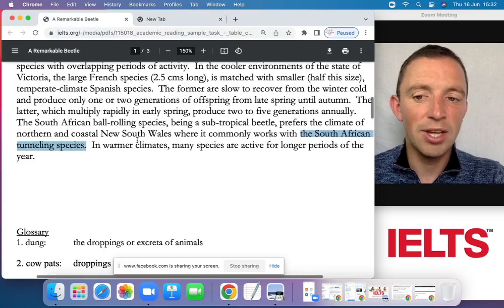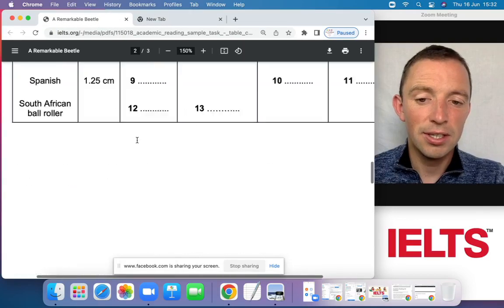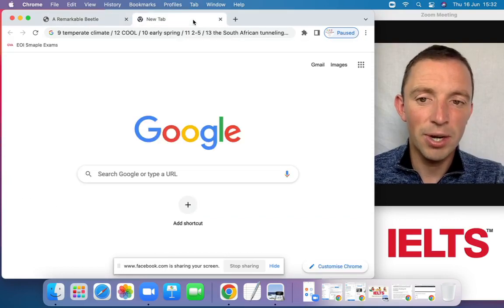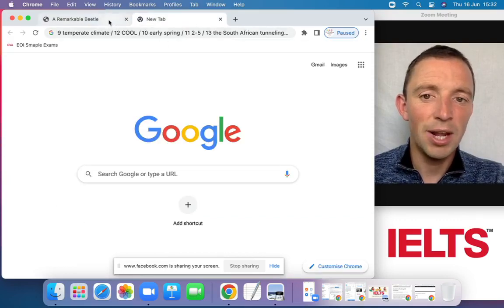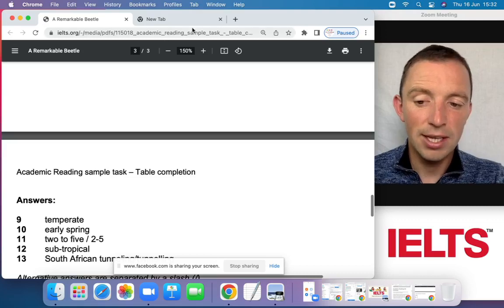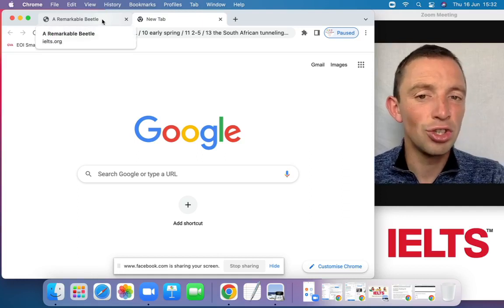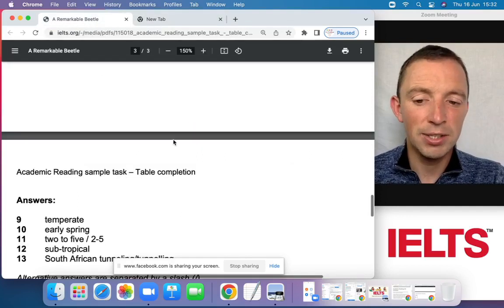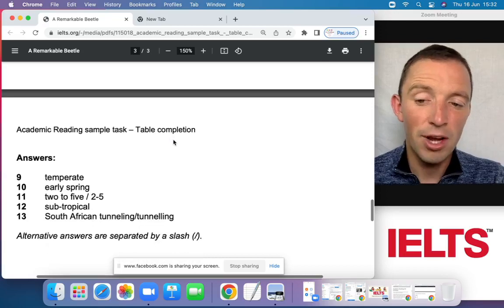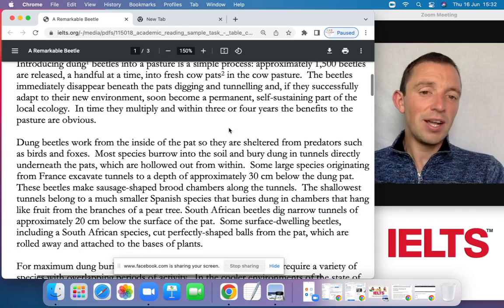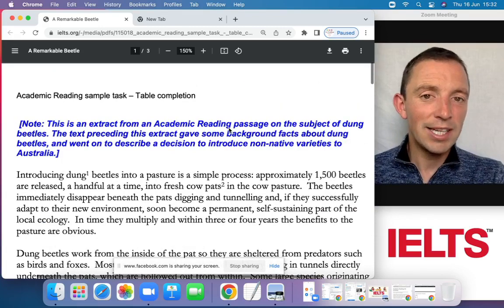Let's check the answer. Number 9 was the temperate. Let's see if we're correct. Temperate. Number 10 is early spring. Yes. Number 11 is 2 to 5. Yes. Number 12 is subtropical. We said cool. So number 12 is incorrect. Number 12 is subtropical. And number 13 was the South African tunneling. So we have 4 correct from 5. Not bad. So they are 2 styles of the IELTS, correcting the IELTS reading.